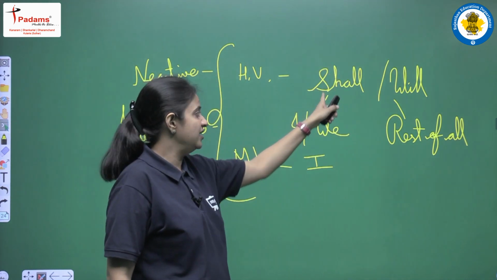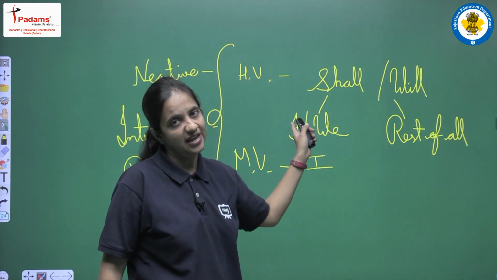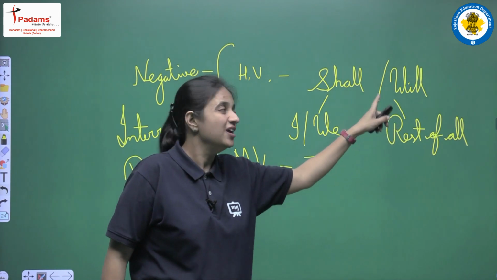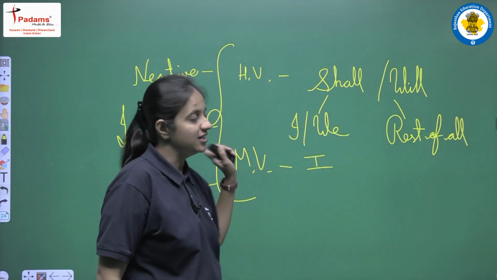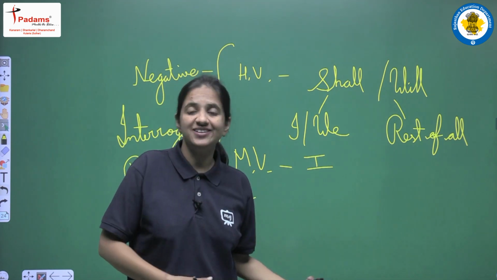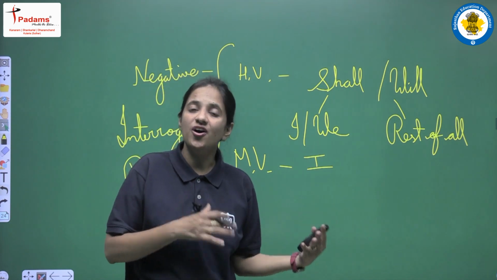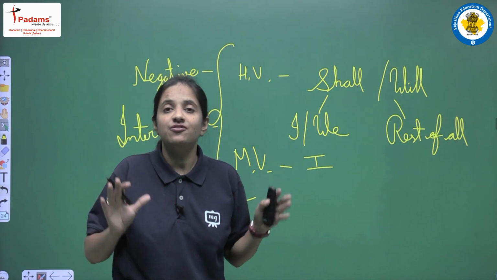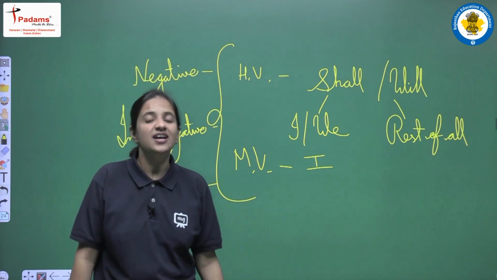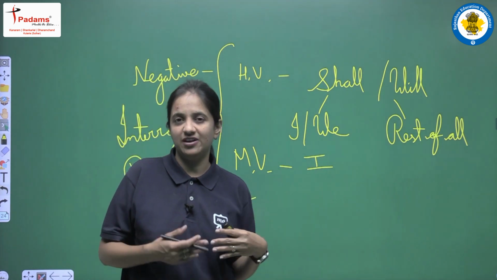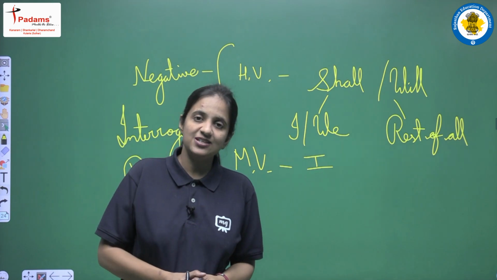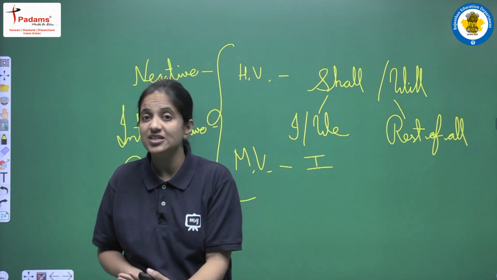Just remember, shall is used only and only for I and we, and for all other subjects, for the rest of all, we use will. And we have to use the first form of the main verb without adding anything, without adding s, es or ing, just the simple first form of the main verb. So this is a very easy tense actually, and we have seen so many different uses and so many examples of this tense.